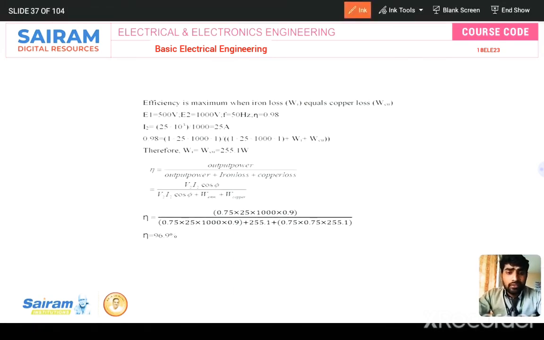See here, at maximum efficiency iron loss and copper loss are equal. Wi is equal to Wcu. Already we derived the EMF equation and the condition for maximum efficiency: iron loss is equal to copper loss, we got, right? E1 is equal to 500 volts, E2 is equal to 1000 volts, and the frequency they have given is 50 hertz. And the efficiency they have given, at the condition for maximum efficiency, is 0.98.